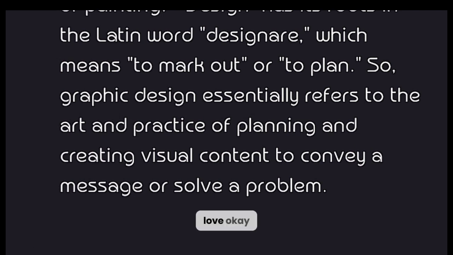Okay, so they say the term graphic design originated in the early 20th century, right? Graphic comes from the Greek word graphikos, meaning pertaining to drawing. So when you hear of graphic, it means drawing, and then design has its root word in Latin. So you see, it's a Latin and a Greek word coming together, right? And the root word of design means to mark out or to plan. So normally graphic design just refers to you planning to create visual content to convey a message. That's like the layman's meaning.